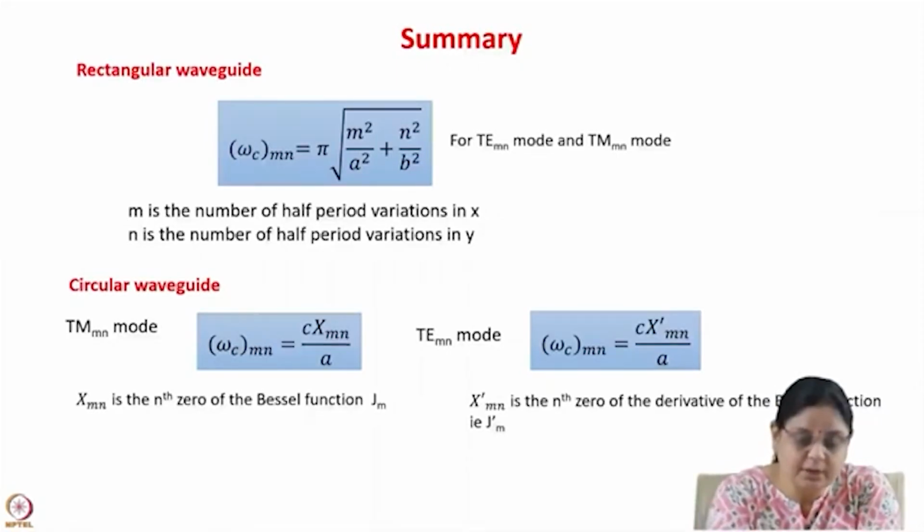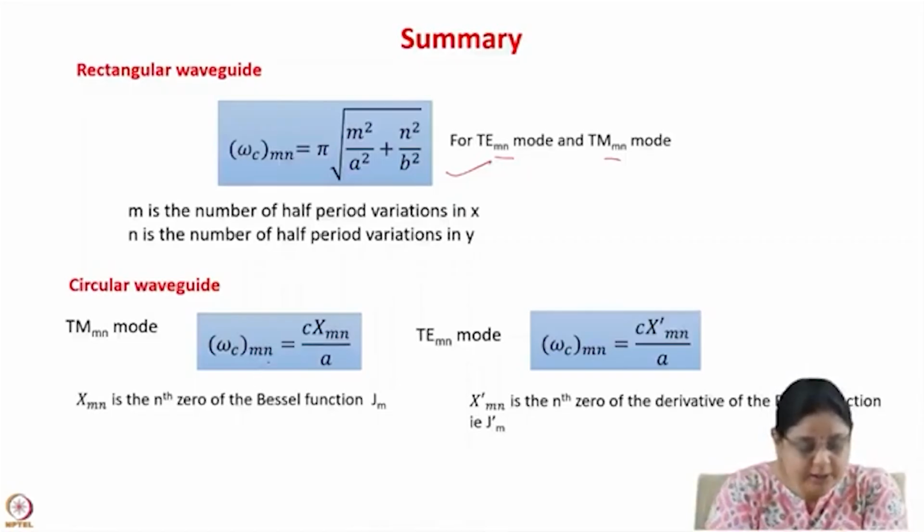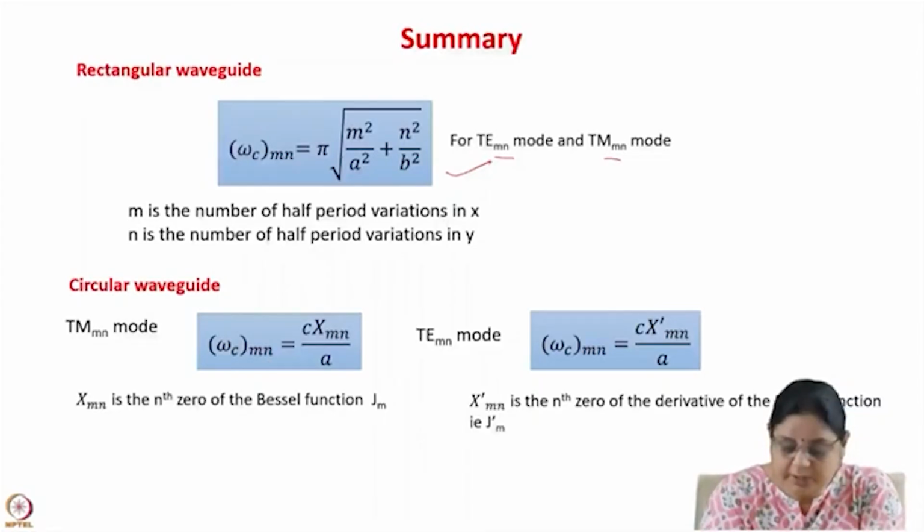So just summarizing what we did today, we saw a rectangular waveguide. Here this is the cutoff frequency for the MN mode for both TE and TM. The formula is the same. For a circular waveguide, we have different formulas for the cutoff frequency for the MN mode. In the case of the TE mode, we take the derivative, so x prime MN, this is the Nth zero of the derivative of the Bessel function.